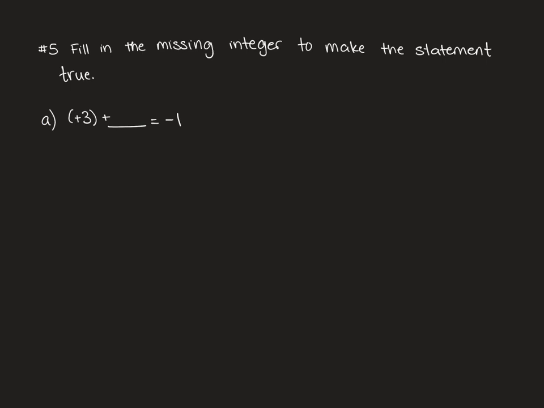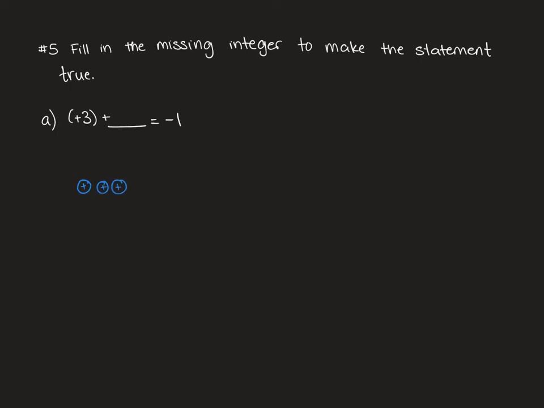Question 5 asks you to fill in the missing integer to make the statement true. So they've given us positive 3, and we need to add something to get to negative 1. So you could use your number line and figure out, are you moving left or right? I'm going to use integer chips just to give you guys an idea of another strategy.